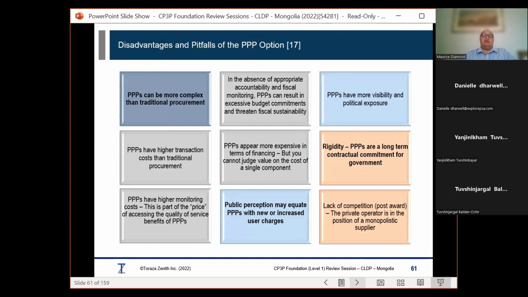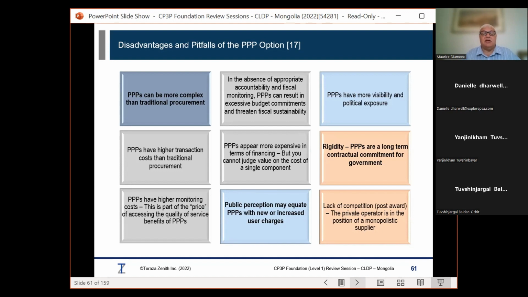So we have 9 disadvantages and pitfalls of the PPP option. First one is that PPP can be more complex than traditional procurements. That's true. PPPs have a higher transactional cost than traditional procurement. That's true. PPPs have higher monitoring costs. So now this has been part of the government assessing the quality of service benefits of PPPs. It's also an absence of appropriate accountability and fiscal monitoring. PPPs can result in excessive budget commitments and threaten fiscal sustainability.